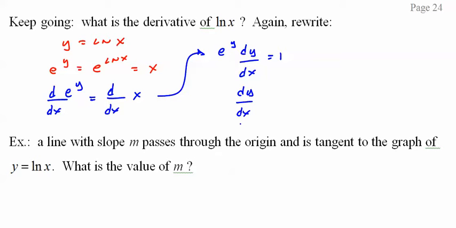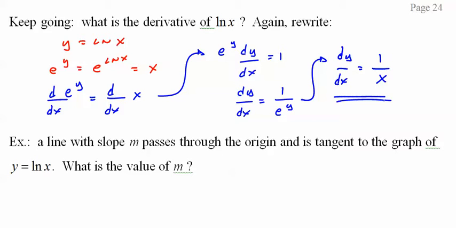I feel like I'm messing this up. No, I'm good. So dy/dx equals 1 over e to the y, which, if we go back to the beginning, e to the y equals x. So we get dy/dx equals 1 over x. Can't possibly overemphasize how much this one gets used in the world of calculus. So be prepared for it.